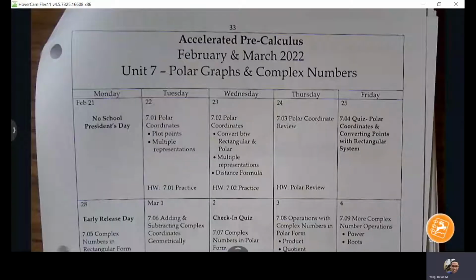Okay, what we did with vectors, a lot of it is going to feel kind of familiar with polar graphs. So I think today, actually the rest of this week, everything we've done with the vectors unit is going to, yeah, it won't feel too different in some cases.